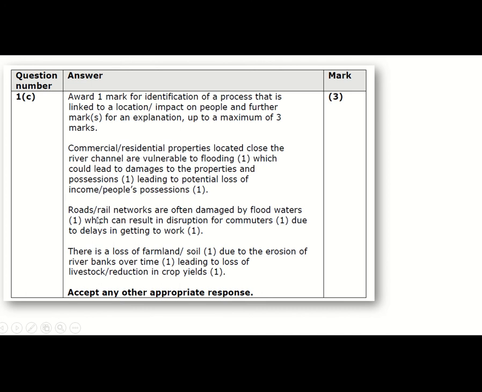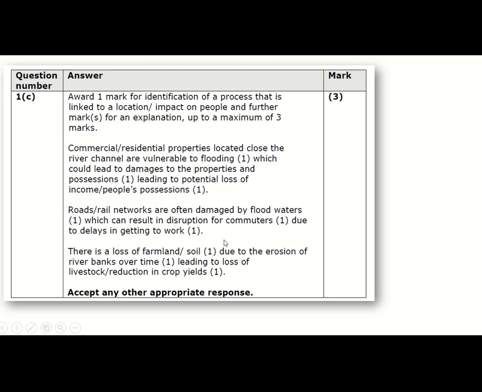Roads, we didn't mention roads actually on our thing, and our map shows roads. Roads are often damaged by floods, tick. That can result in disruption for people that use them, commuters, tick, which means they get to work later, tick. There's less farmland, this is a good one for us, tick, because the erosion of riverbanks or the flooding of farmland is fine, tick, leading to loss of income, loss of crops, tick.